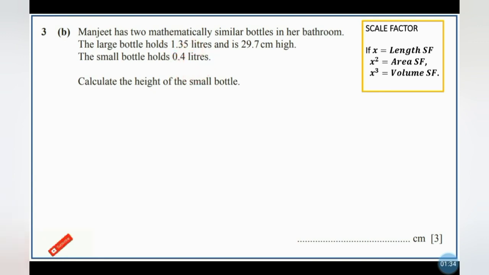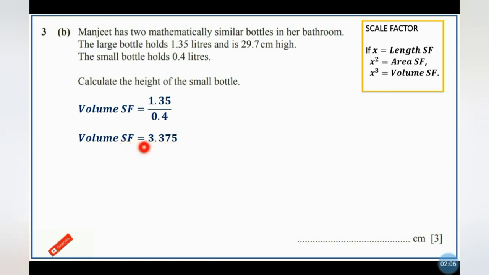So what will we do so that we can find the volume scale factor? We will just divide the volume of the large bottle by the volume of the small bottle. Dividing, you will get 3.375. Remember, if the length scale factor is x, the volume scale factor is x cubed. So this volume scale factor is equivalent to x cubed.